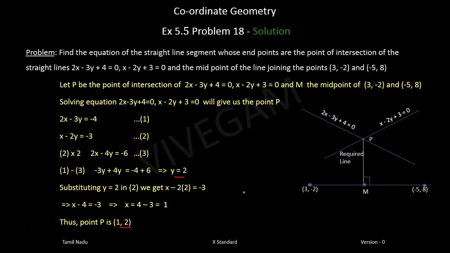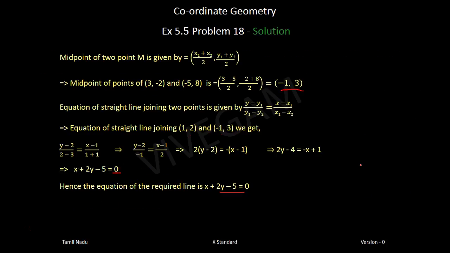Let me just recap it. You have two equations. We'll solve these two equations and get the point P. You find the midpoint of these 2 points, that is M. Then you have 2 points for the line. Use the 2-point form and get the equation of the straight line. Okay, so this is how this problem needs to be worked out.